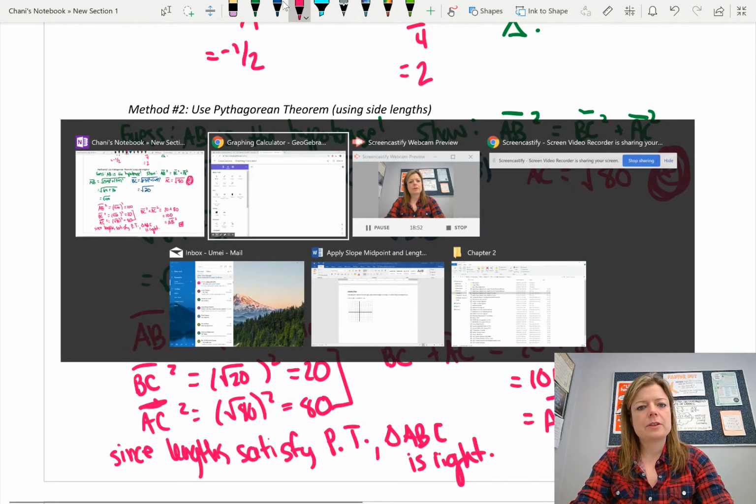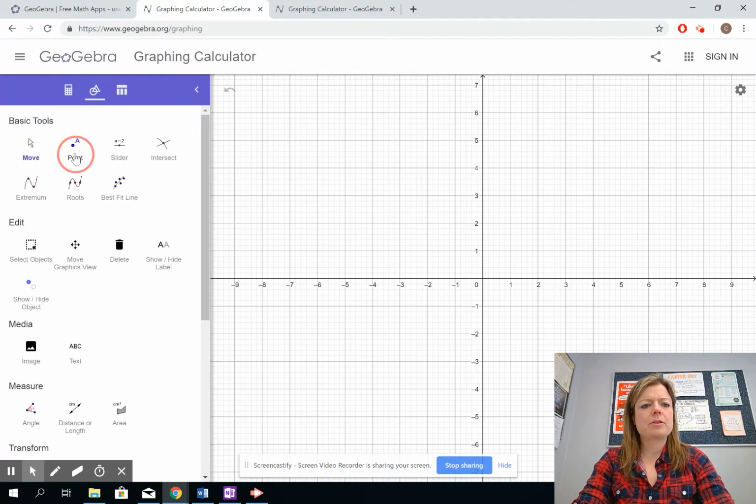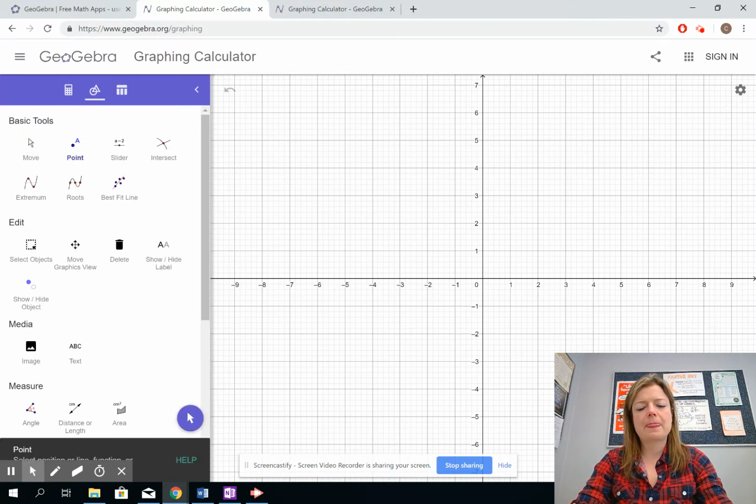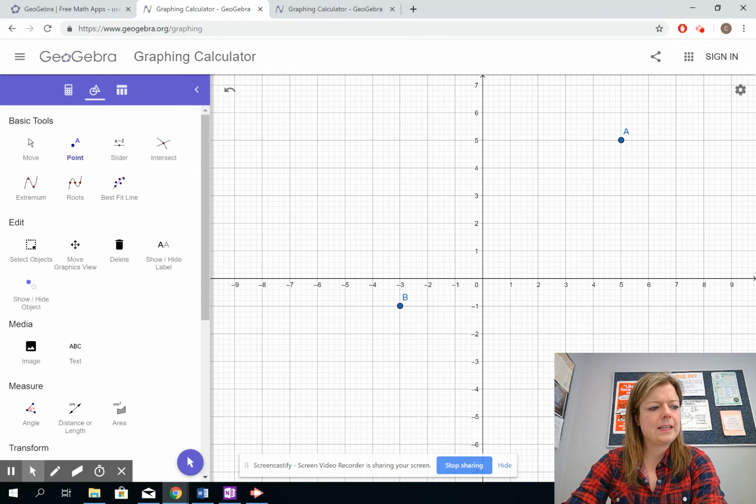Okay, let's hop over to GeoGebra to show how to do this. So again, you want to go to your geometry and go to the point selector and do it in the order that it's given. So A is 5, 5. You want to do that first. So it's also labeled as A. And then B is -3, -1. And C is 1, -3.